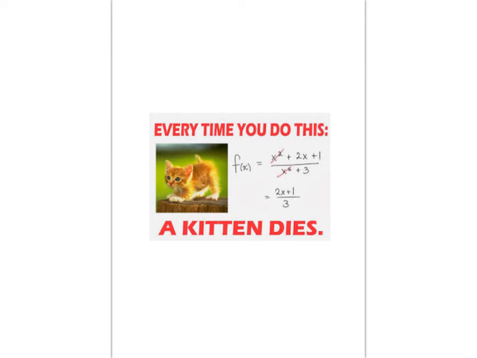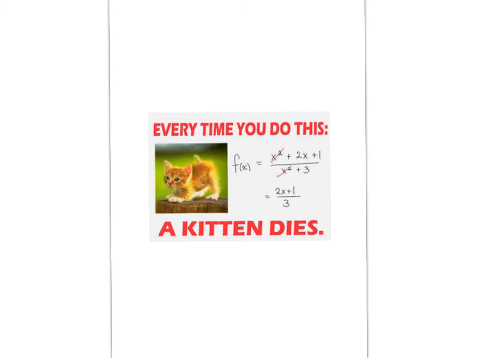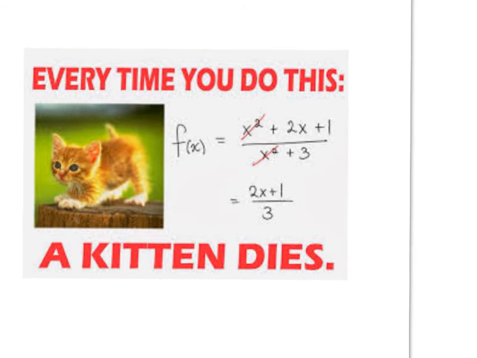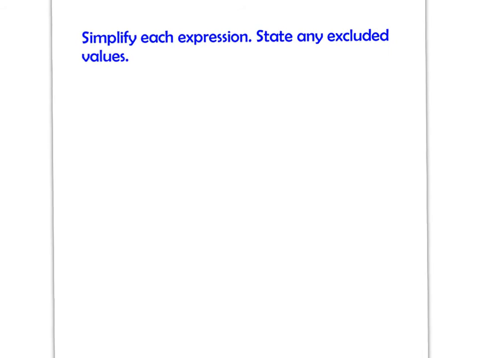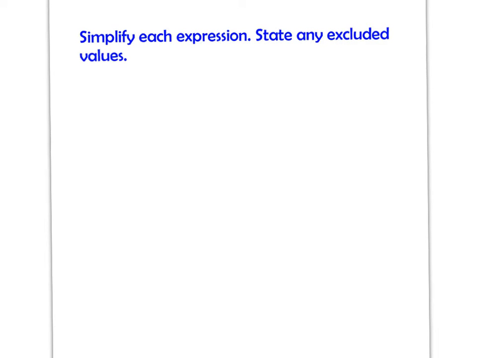Oh, sorry. Very, very important thing. Very tempting, what I see all the time, is you see an x squared and x squared and you're like, oh, I can cancel those out. You cannot do that. I'm going to talk to you more about that tomorrow when I return, but do not do that. That's the biggest mistake you can possibly make with this section. Don't do that. Every time you do that, a kitten dies. Okay, so we're going to simplify each expression and then be sure always state any excluded values.